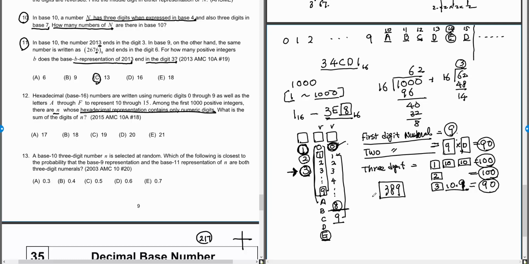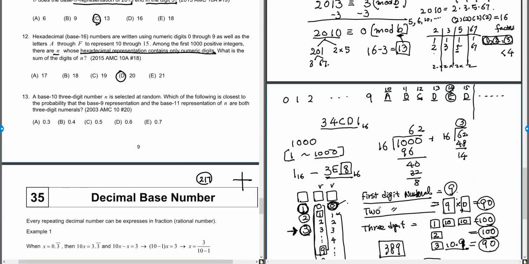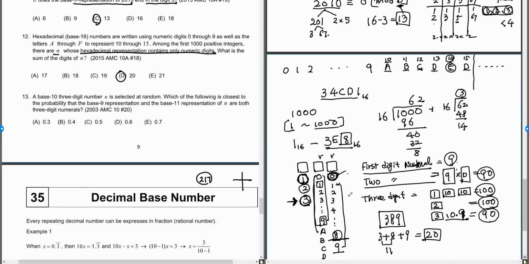Okay, so the question is the sum of the digits of n. So we're going to add all of these: 3 plus 8 plus 9. How much is this? 11, and plus 9 is what? 20 is the answer. This is what we call casework.